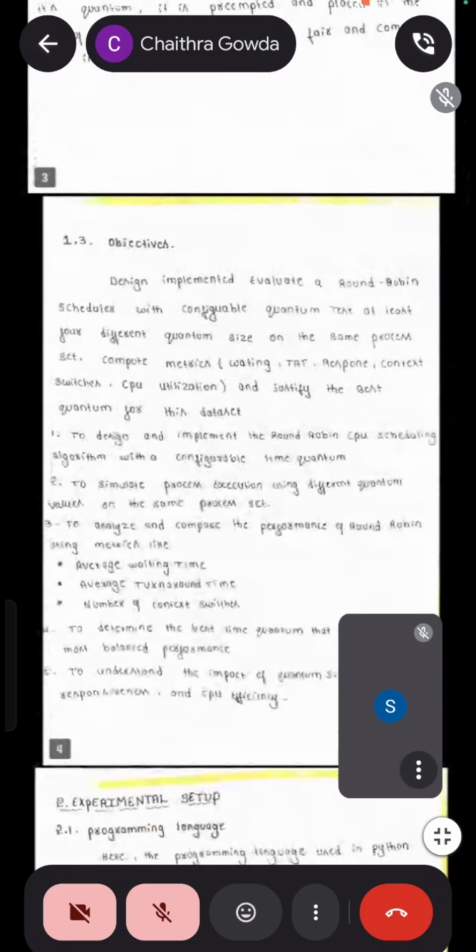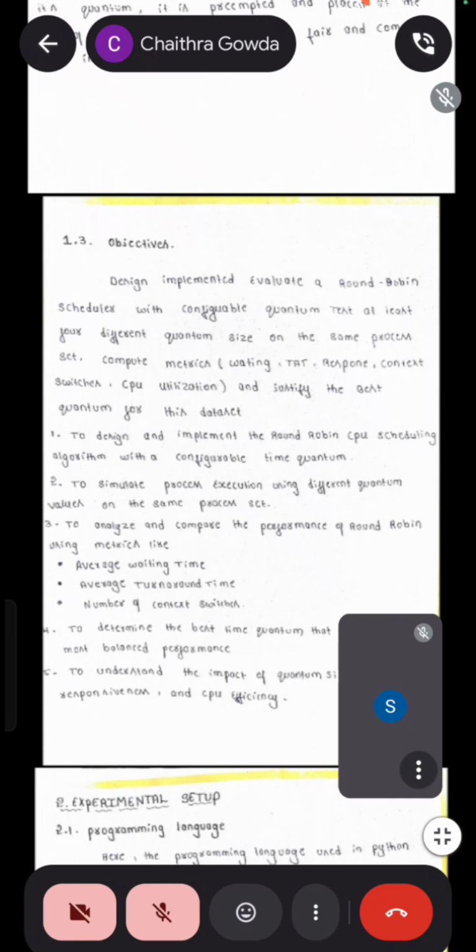Objectives: design, implement, and evaluate a round robin scheduler with configurable quantum. Test at least four different quantum sizes on the same process set. It means to design and implement the round robin CPU scheduling algorithm with a configurable time quantum, to simulate process execution using different quantum values on the same process set.